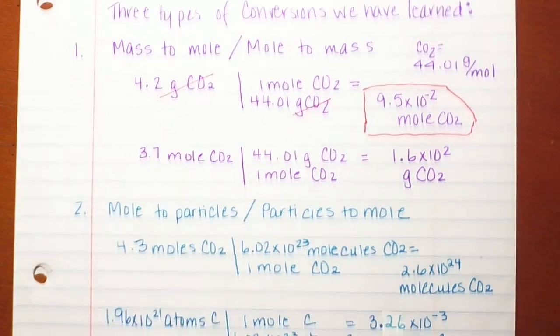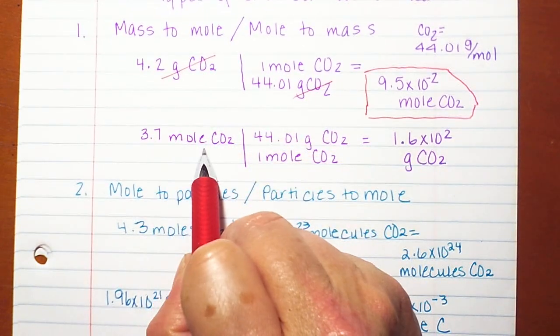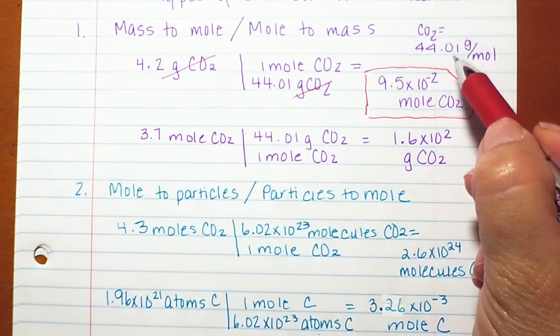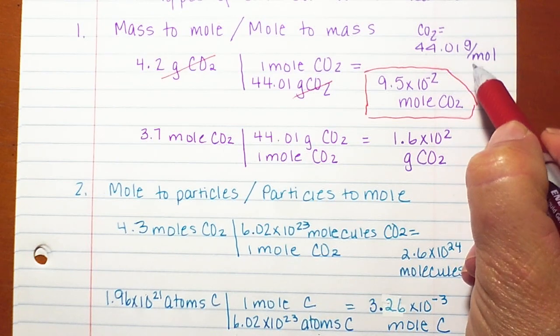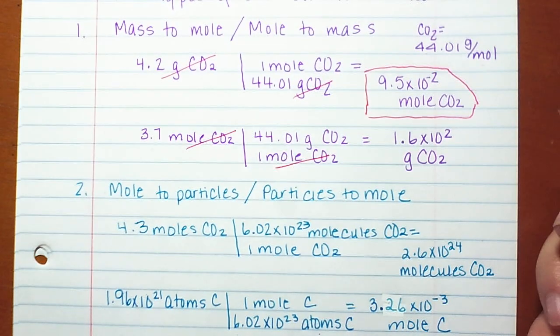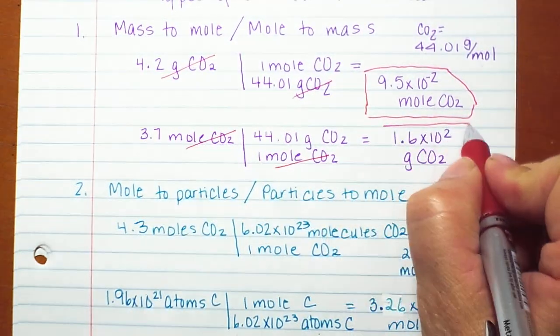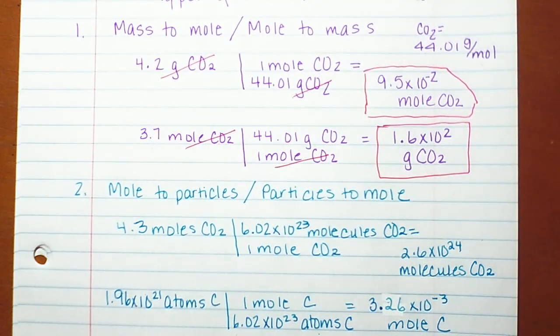We could also do this the other direction. We could say 3.7 moles of carbon dioxide, and I want to know how many grams that is. So using the same molar mass, grams per 1 mole, I put mole on the bottom. That way I can cancel out my moles of carbon dioxide. And I'm going to multiply across the top, which gives me 2 digits because of the 3.7, 1.6 times 10 to the 2.